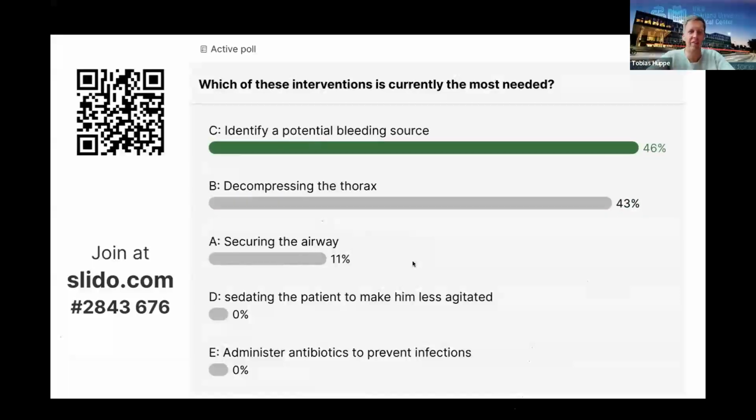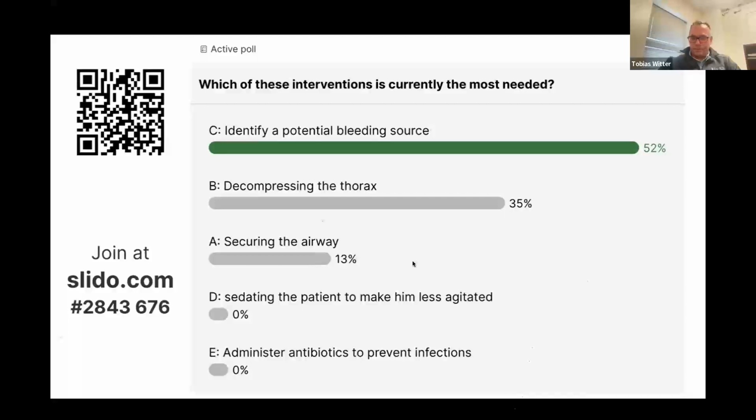As nearly half identify the bleeding source and half decompressing the thorax. Okay. Securing the airway 10%. All right. Both are great answers.